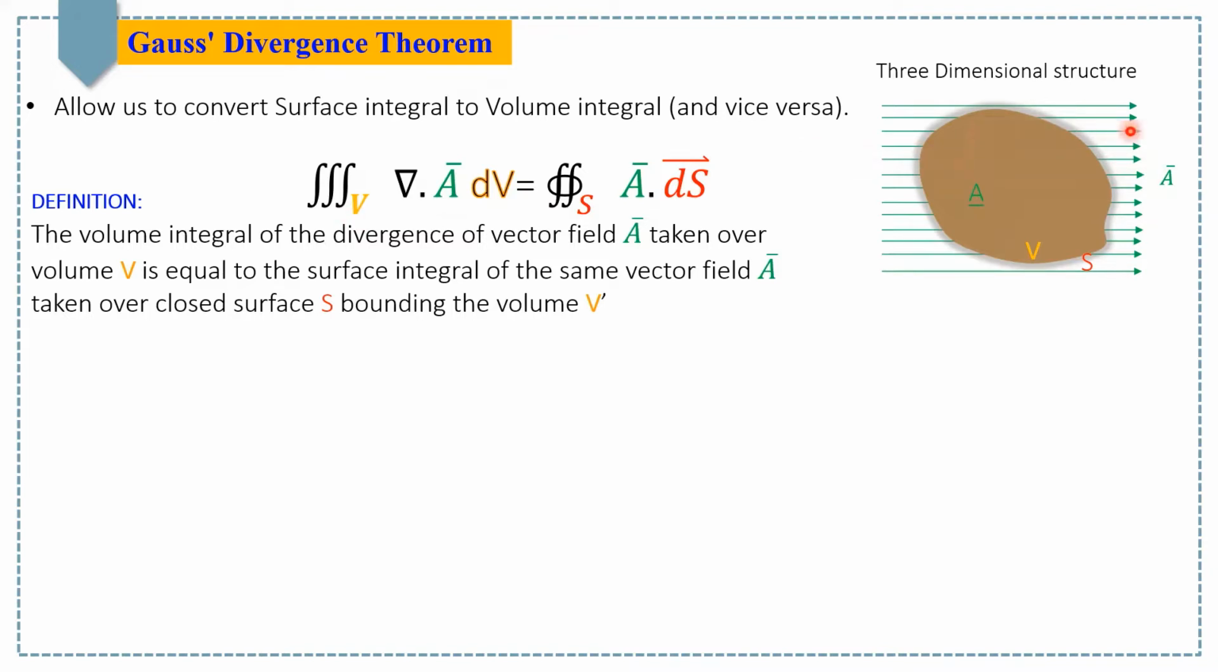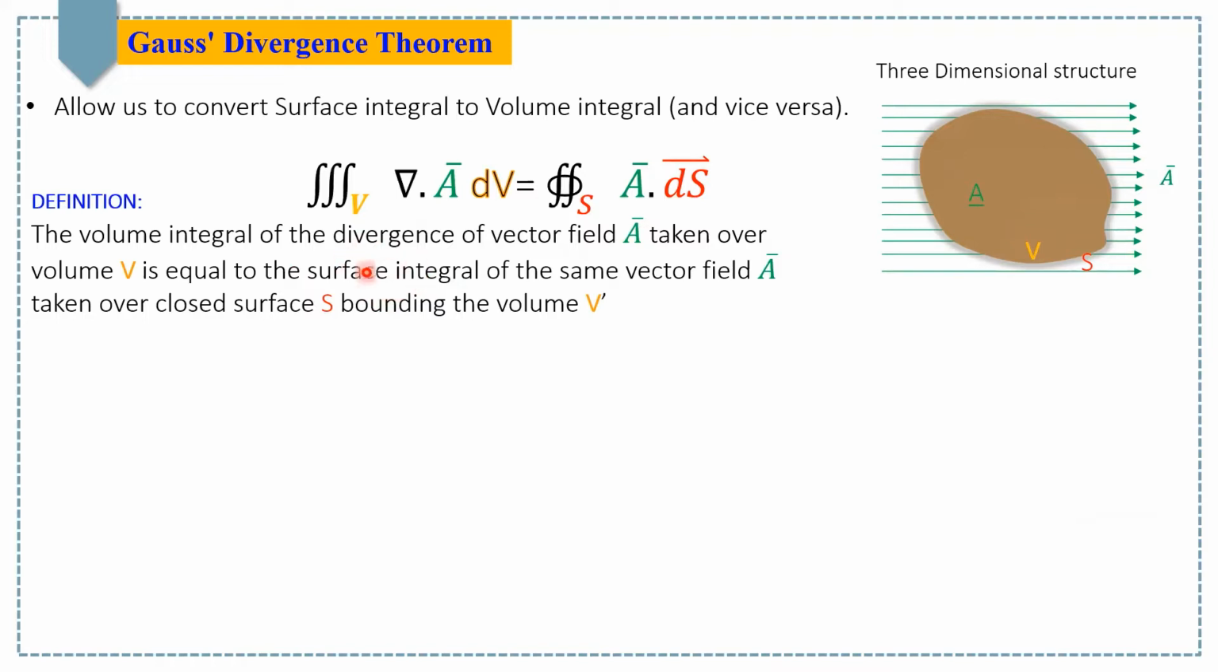In the figure, suppose there is a vector field A in some space, going to the right side. Suppose a three-dimensional structure is placed in this vector field A, and this structure has a closed surface S that is bounding some volume V. This three-dimensional structure could be any 3D structure, for example, a box or a football.